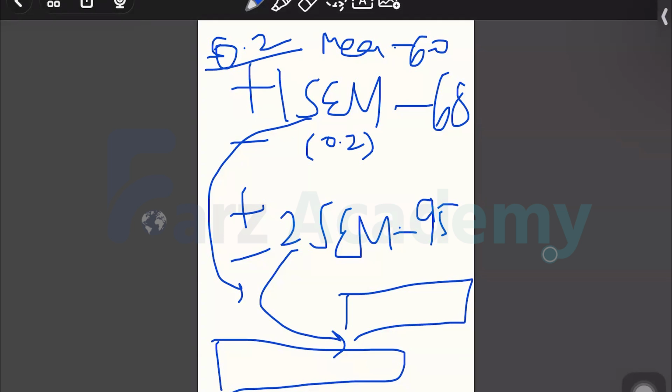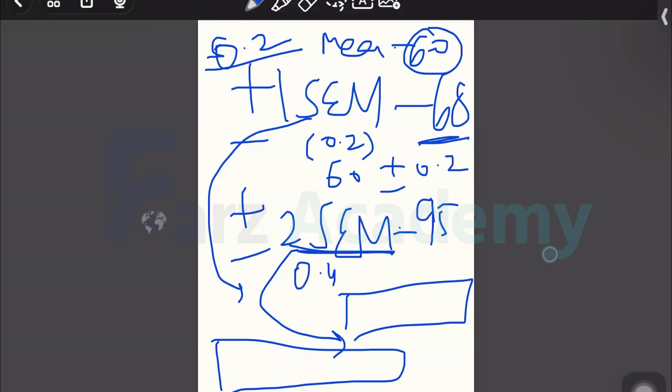Very simple. So 68% of the population values will lie within plus minus 1 of the mean, so 60 plus minus 0.2. Two standard deviations means 2 into 0.2, which becomes 0.4. So 95% of values will lie between 60 plus minus 0.4. Yes or no?